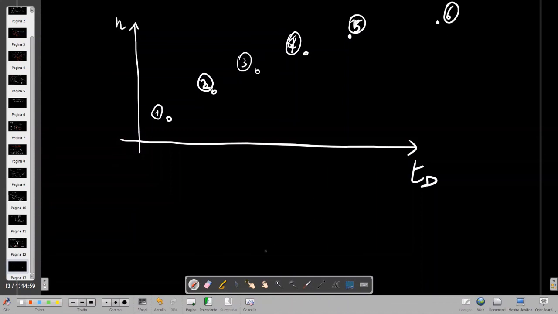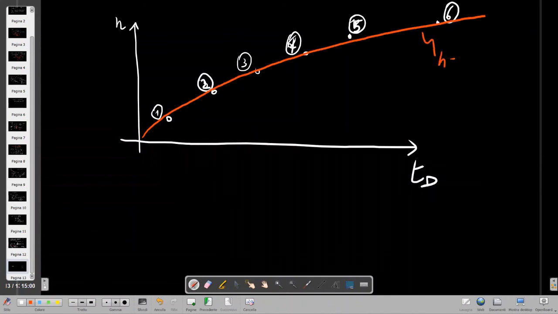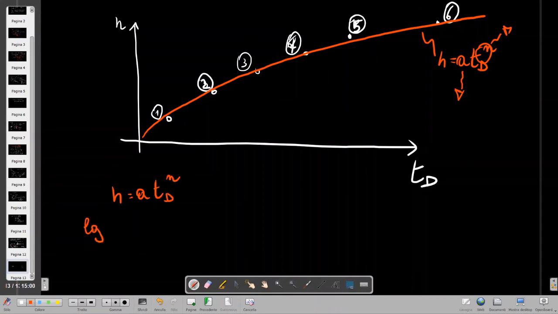Then we can estimate the parameters of the power law, this one, H equal to A TD to the power n. So we can use the observed values in order to get an estimation of A and n. Indeed, H equal to A TD to the power n can be transformed by using the logarithm: log H equals log A plus n logarithm of the duration. And this is a line.